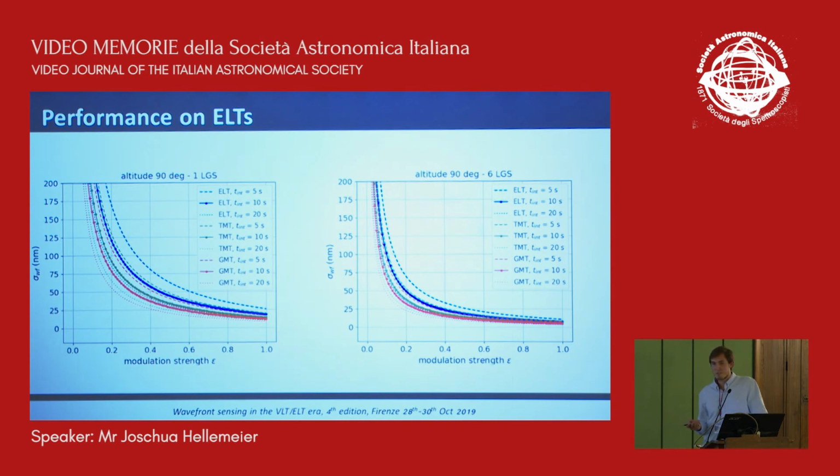Since the ELTs will have multiple laser guide stars, you could not only think of using 1 laser guide star for retrieving the profile, but all 6, for example. So these are the results for when you use 6 laser guide stars. And so here for reaching that 50 nanometers wavefront error, you only need 30% of modulation.